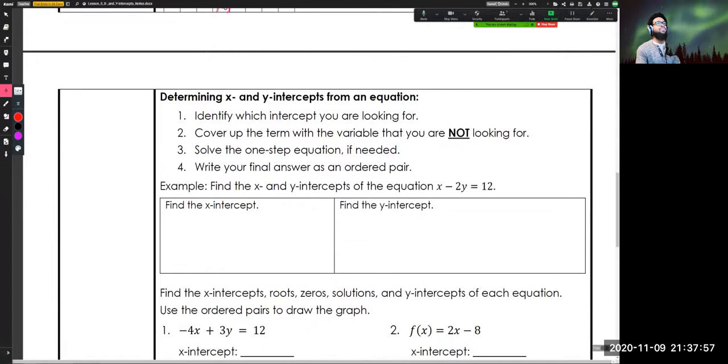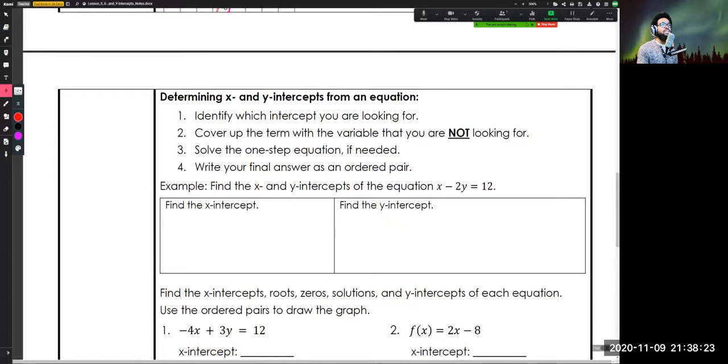So when we want to determine the intercepts from an equation, we're first going to identify which intercept we're looking for. So we're going to read the question to figure that out. Then we're going to cover up the term with the variable that we are not looking for so we don't get confused. Then we're going to solve the one-step equation if we need to. And then we're going to write our final answer as an ordered pair. Okay?